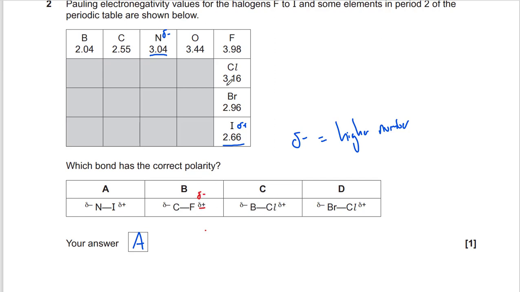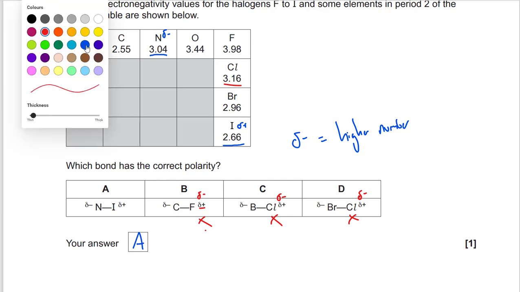Boron and chlorine. Cl is 3.16. Boron is 2.04. Chlorine is bigger, so it should be delta minus, and isn't. And for bromine and chlorine, chlorine is 3.16, bromine 2.96, chlorine should be delta minus and isn't. So those three are incorrect.